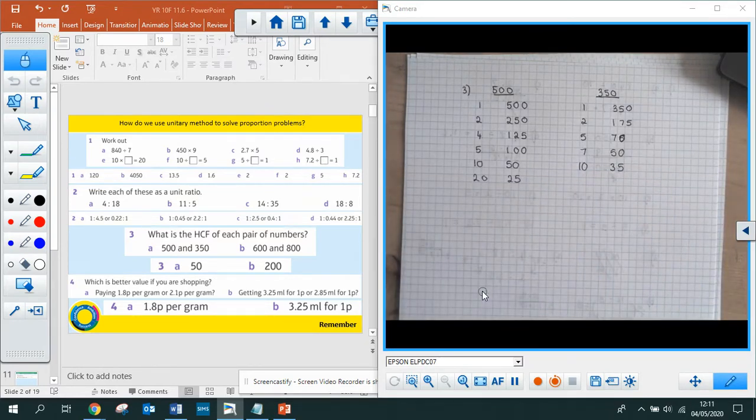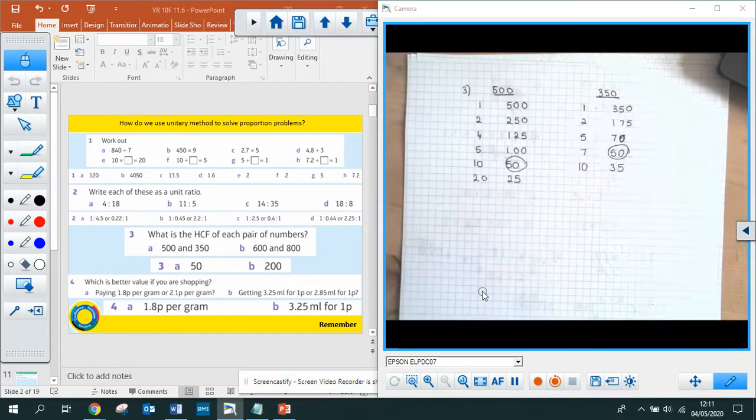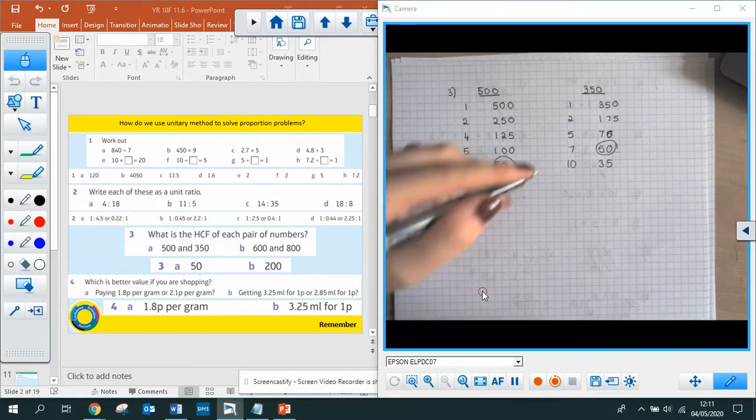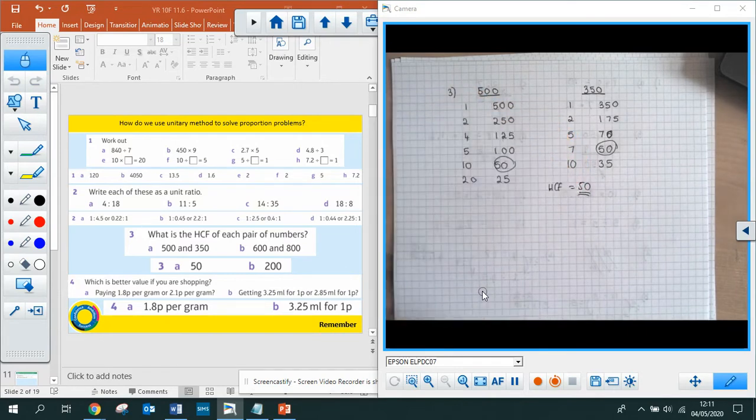So then you look, what is the highest number that's in both? Well, it's 50. 50 is the highest one that's in both of my lists of factors, okay? So HCF is 50. So that's also what you had to do for part B.